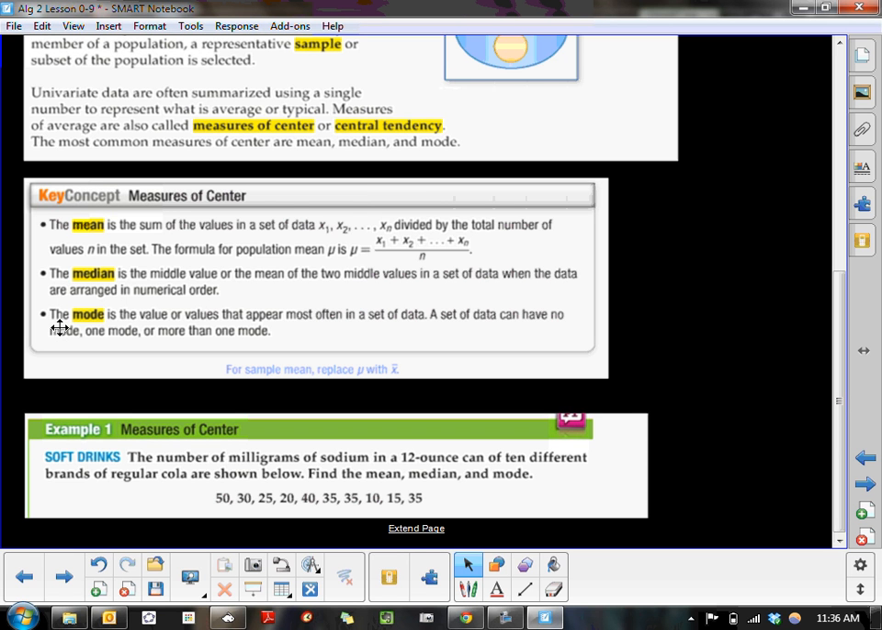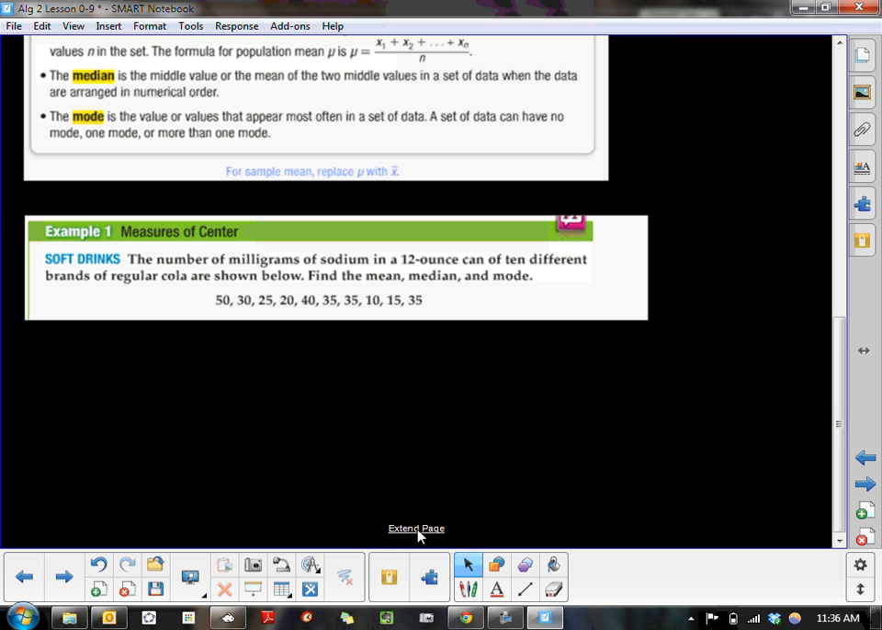And then the mode is another way of predicting the center of your data. The mode is simply the data value that occurs the most often. And there may be more than one mode in a set of data. If you have two or three values that occur the same number of times and more frequently than others, then you could have a bimodal or a trimodal set of data. So let's apply some of this information to our soft drinks example.